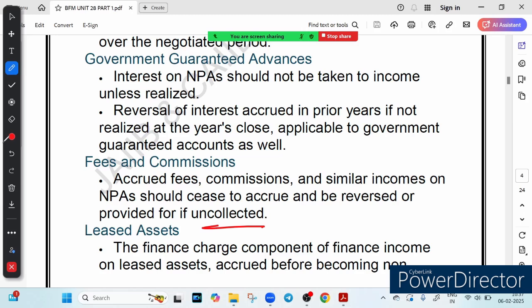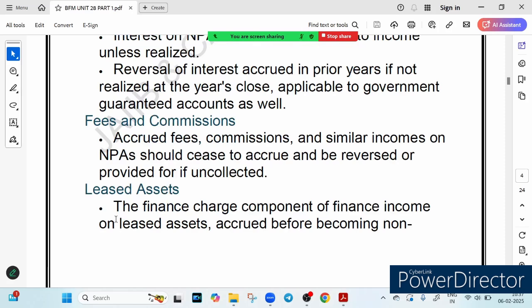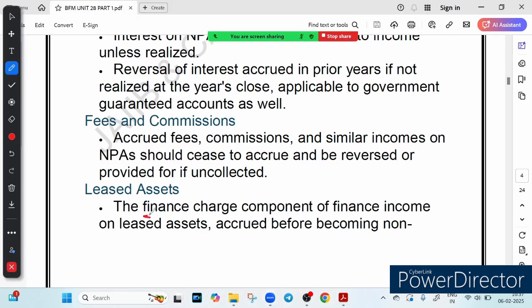Now let's talk about the lease asset. Let's talk about what the meaning of lease asset is. Banks sometimes lease assets like machinery, vehicles or equipment to customers, and they earn something called finance charge. So here you can see the keyword written here, finance charge. Banks earn finance charge, similar to interest, from these leases.